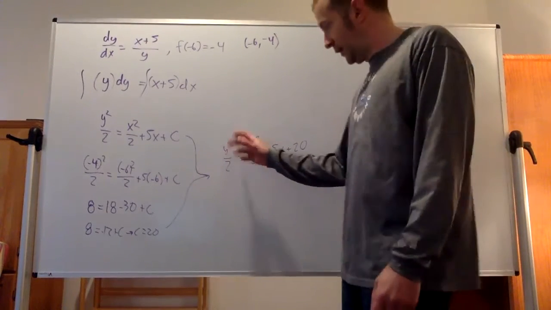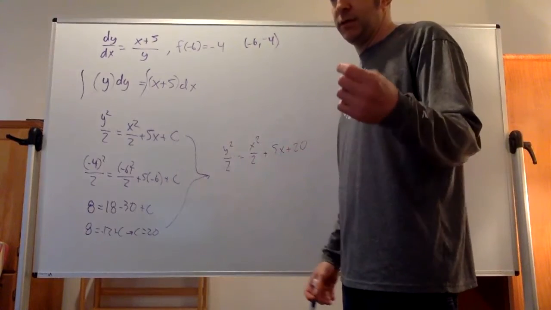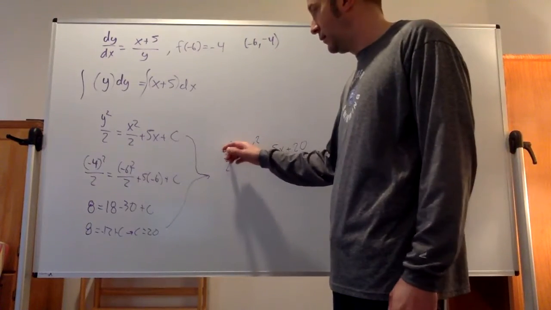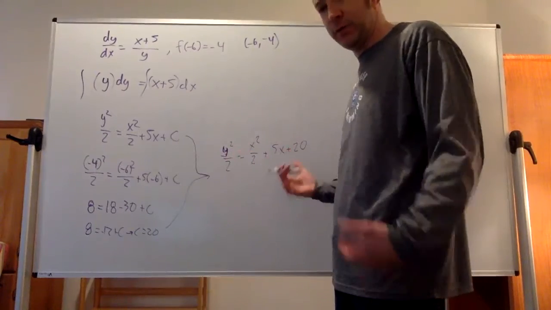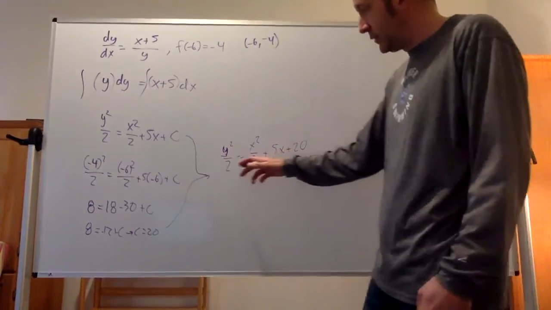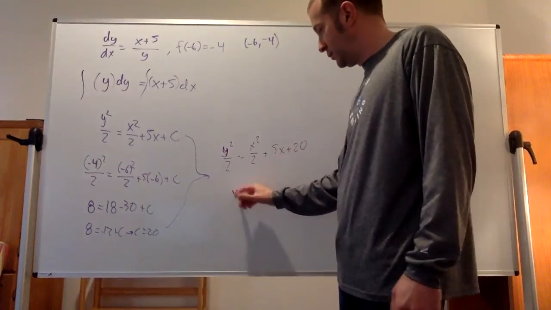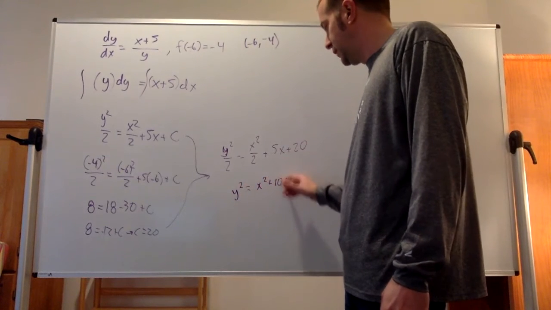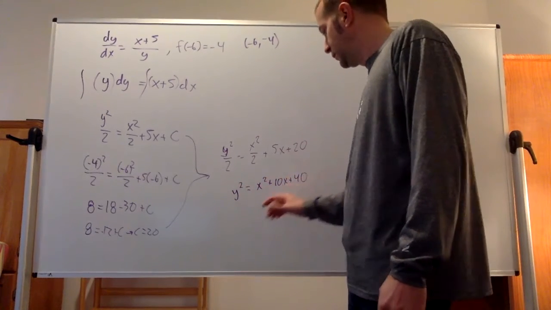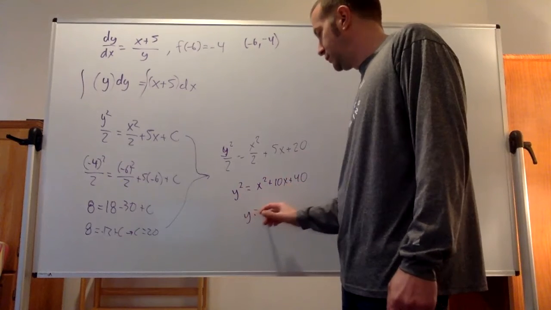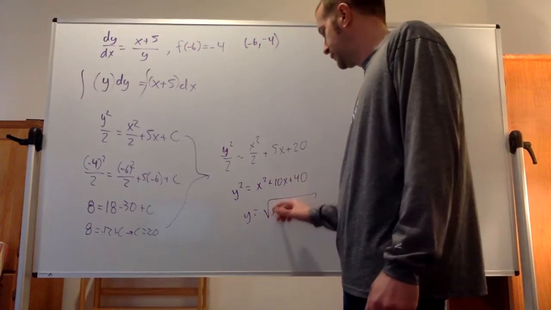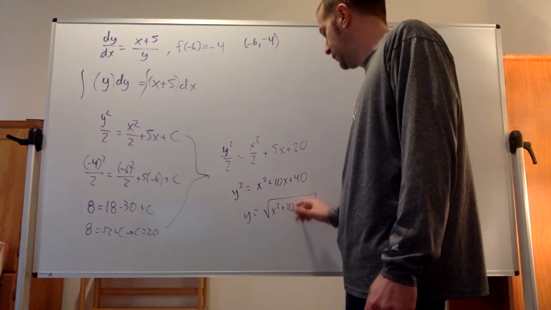And now since the problem said find a particular solution of y equals f of x, I have to solve for y. My answer is going to be y equals some function of x. So I multiply everything by 2. y squared equals x squared plus 10x plus 40. And then I get y equals the square root of x squared plus 10x plus 40.